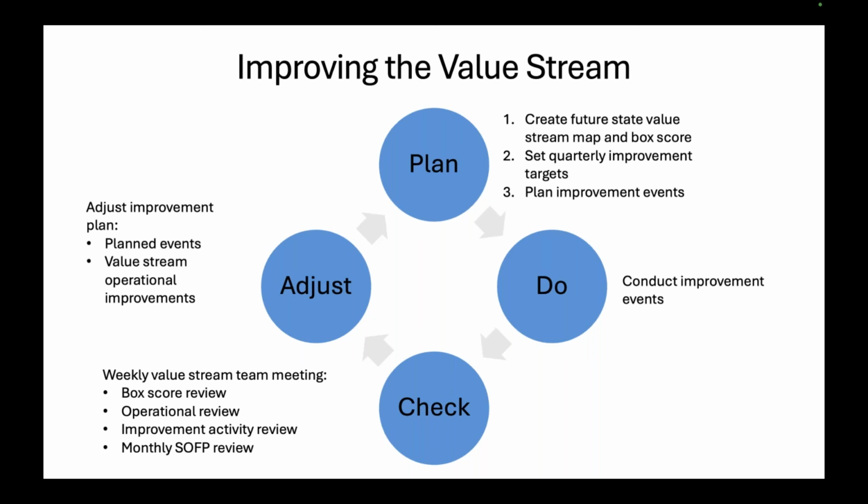Do we need to focus on operational improvements? Do we need to adjust any of our planned events? So again, it's a PDCA cycle. Now weekly may seem too much. It really depends on the level of improvement activities and lean practices that you have in place. Monthly may be too long. Again, it's the check and adjust that you really have to get down. That's the purpose of the meeting.